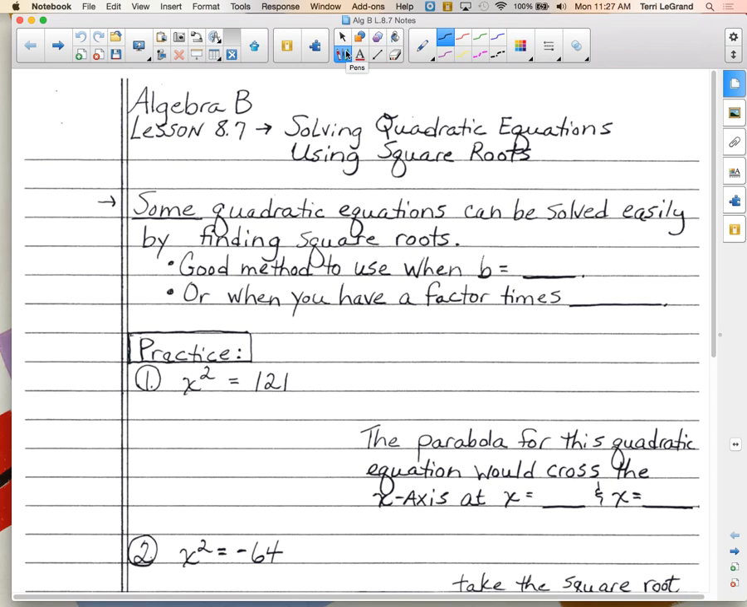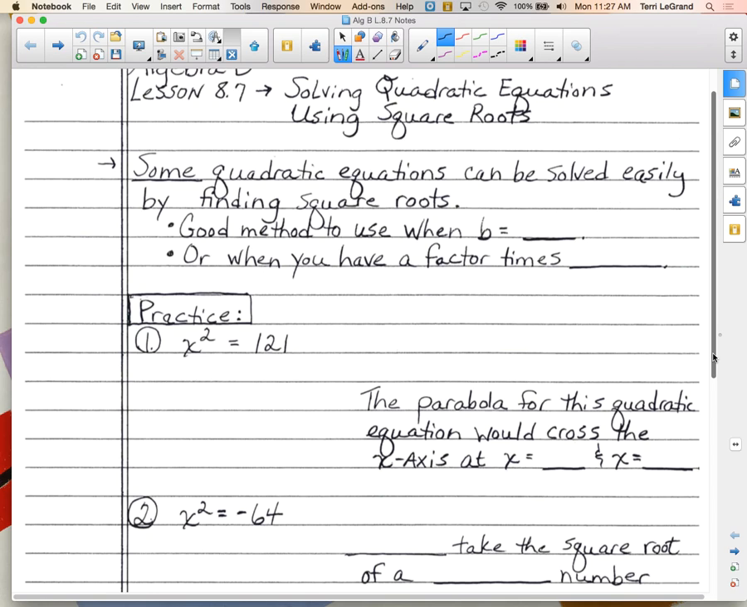As we start lesson 8.7 today, our learning goal is: I can solve a quadratic function using the square root method. Note how I start these notes out, and this is huge. Why don't you put a box around that? Some quadratic equations can be solved easily by finding square roots. Not every quadratic function can have this applied to it. It's one of the easiest methods, but it can't be used for all of them, only certain ones, okay?